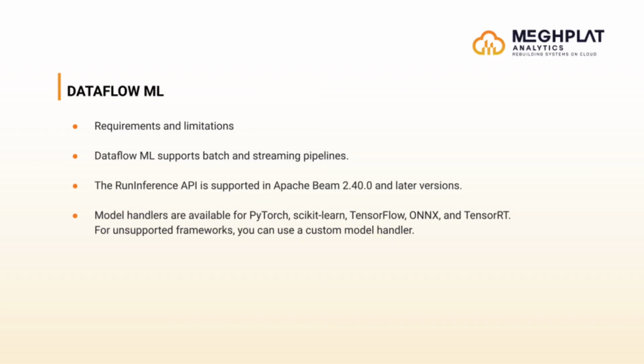Now it has two main terms: KeyedModelHandler and RunInference transform, right? Now what do these two terms mean? KeyedModelHandler is a class within the Apache Beam module that helps in efficiently running inference with multiple differently trained models in an Apache Beam pipeline, right?